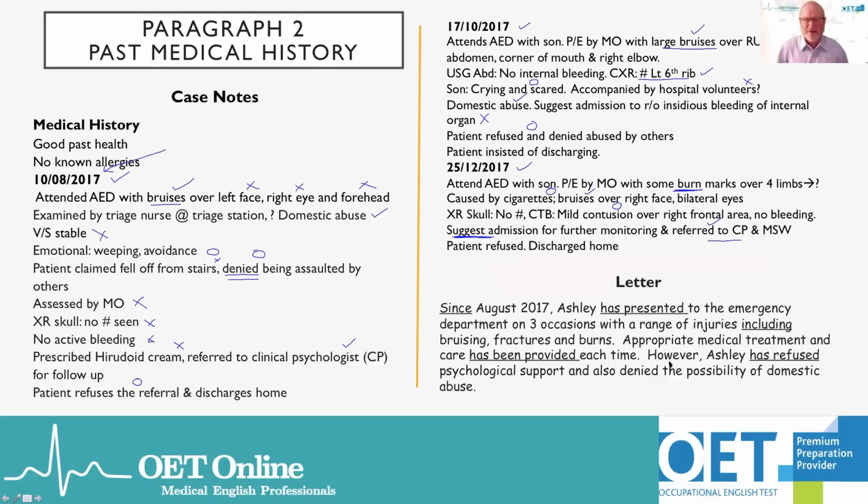So just summarizing what you did without putting any detail. However, Ashley has refused psychological support. That's good summary skills. And also denied the possibility of domestic abuse. So we're really just taking words from the case notes. That's a real skill. Denied that abuse. Was mentioned a few times. And we've also used the word, this word refuses. So we've borrowed language from the case notes, but it's been put into an original sentence.